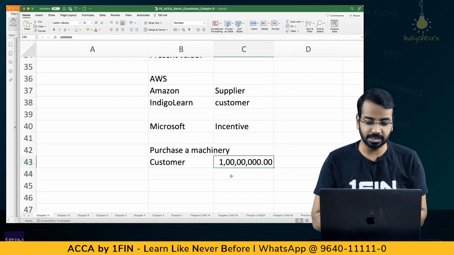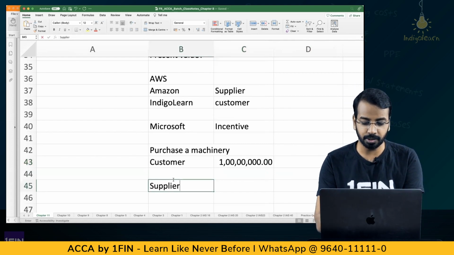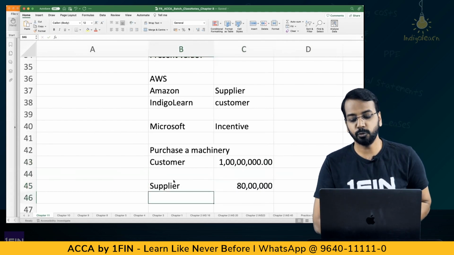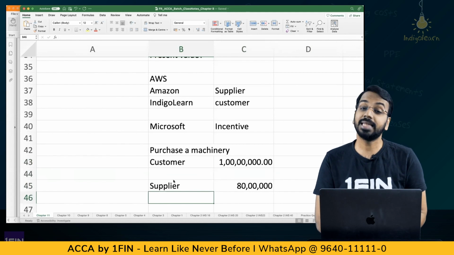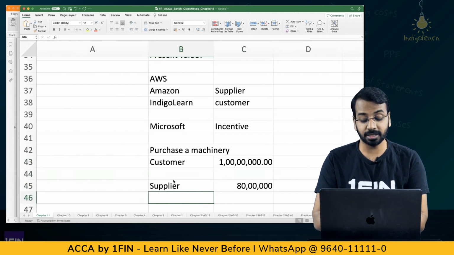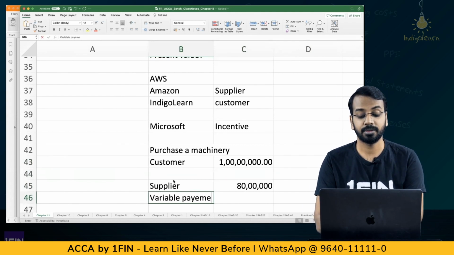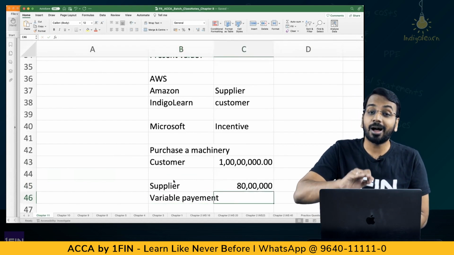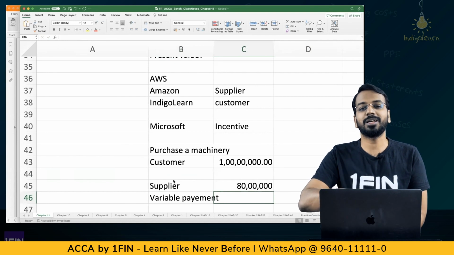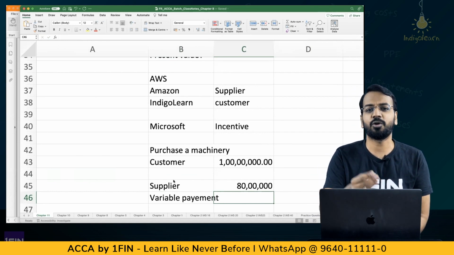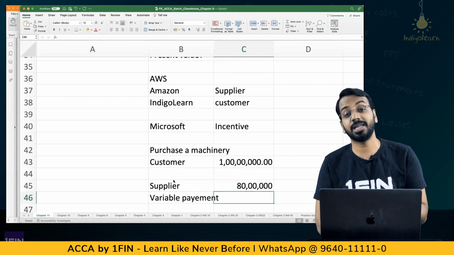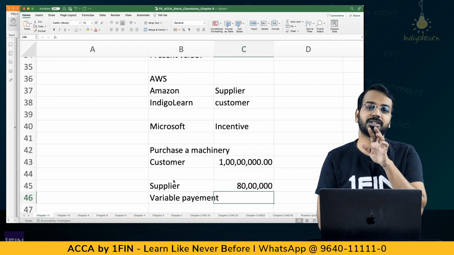So what the supplier says is, okay, do one thing, my dear customer. You pay me 80 lakhs upfront. Then, based on the production, give me variable payment. You are worried about the performance, right? So, how the machine performs, what is the output of the machine? Based on that, on per unit basis, pay me some amount. So here, one consideration is fixed, another consideration is variable.